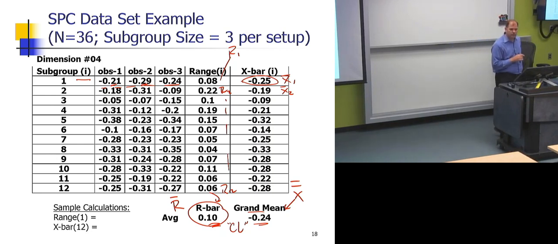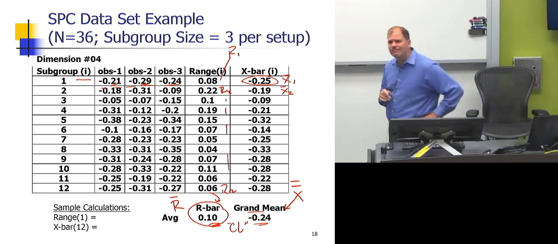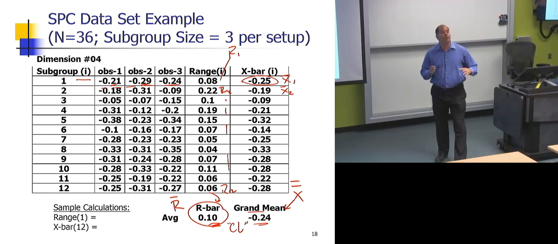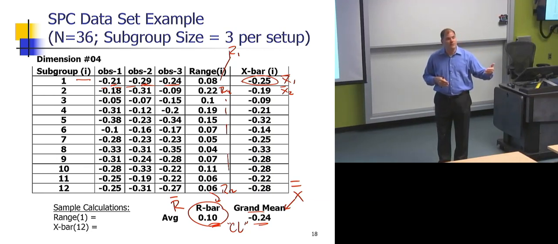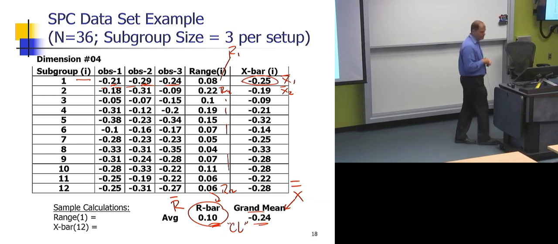Are we okay? Or question? Both. There'll be a center line of a range chart. That'll be R bar. The center line of an X bar chart will be the grand mean. Make sense? Yes, thank you. Depends on the chart.